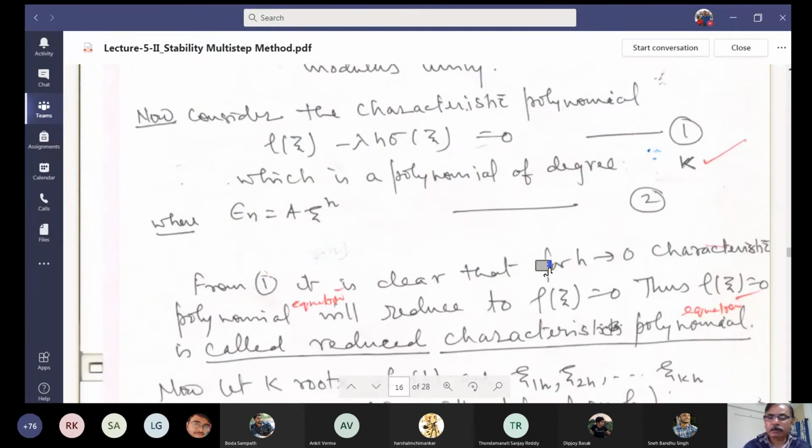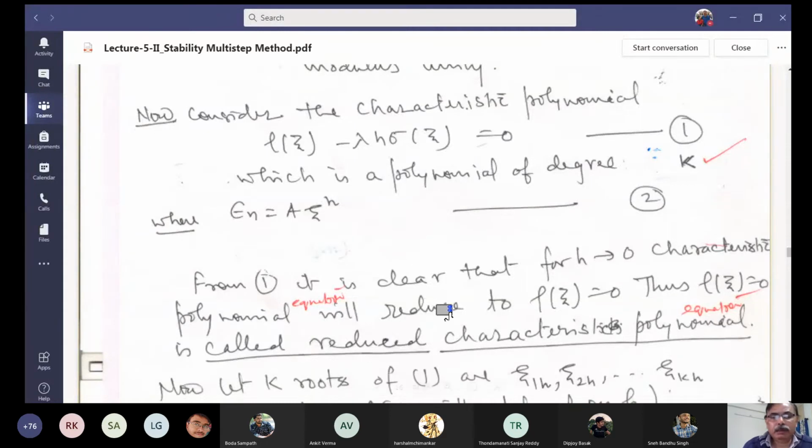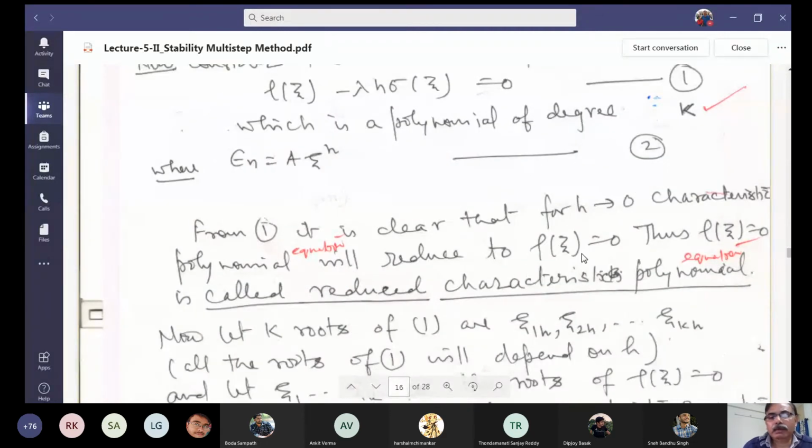These are certain definitions which I have already told you. From one it is clear that as h approaches 0, the characteristic polynomial equation will reduce to rho xi equal to 0. This is called the reduced characteristic polynomial or characteristic equation. If you write rho xi, it is a polynomial. If you write rho xi equal to 0, it is the reduced characteristic equation.